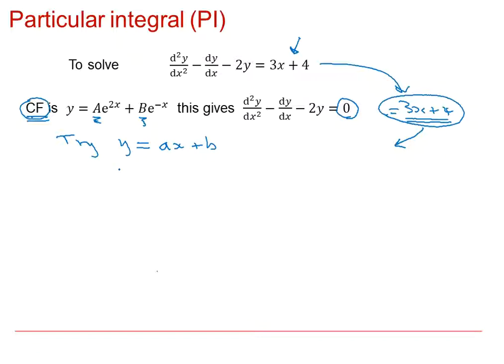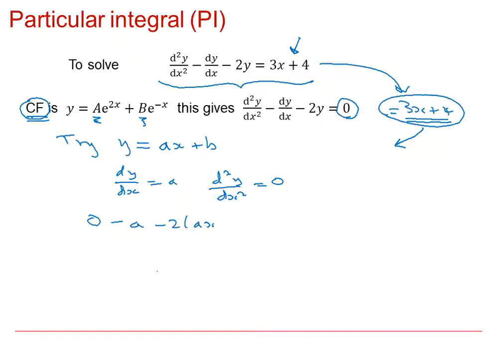So trying y equals ax plus b, dy by dx is a, and the second derivative is fairly obviously 0, and we now substitute these into the non-homogeneous case. So we now substitute them into the full non-homogeneous equation at the top. So we need the second derivative minus the first derivative minus twice the trial function for y, and that must add up to the non-homogeneous side, 3x plus 4.